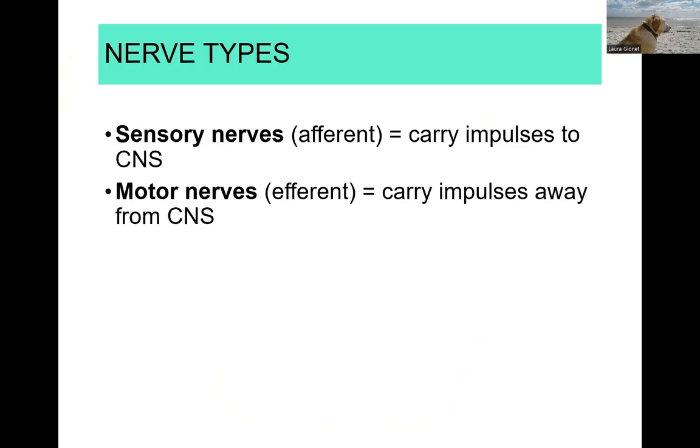So nerve types: we know we have sensory neurons that carry impulses to the central nervous system. Motor nerves or motor neurons carry impulses away from the central nervous system. Sensory is also referred to as afferent, and motor is referred to as efferent.